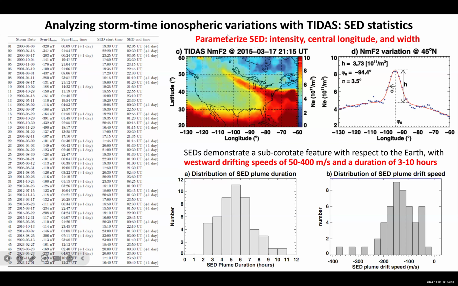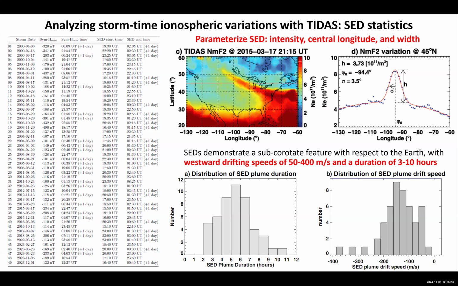For example, for this St. Patrick's Day storm in 2015, that's the reconstructed NmF2 given by TIDAS. If we did a latitudinal cut along this slice, we can extract the slice and see this enhancement. So that's the ICD plume.